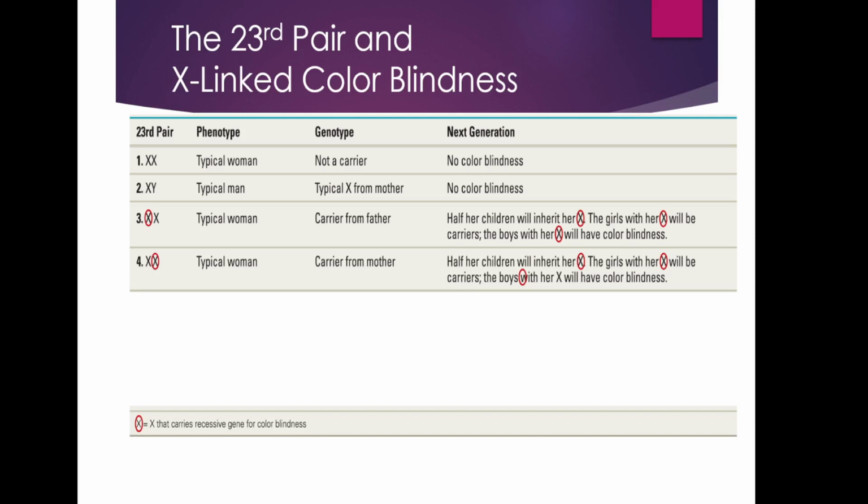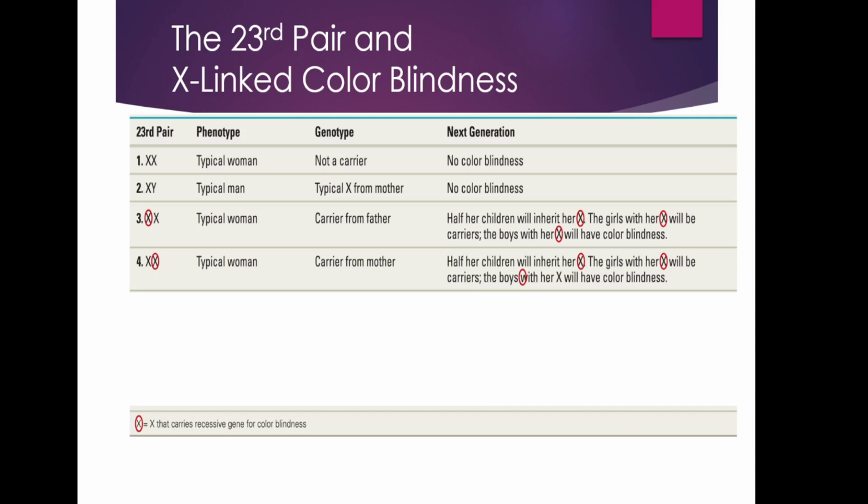She will pass that X chromosome on average half of the time to her offspring. Now, of course, this is on average. So she may never pass it to one of her offspring, or she may pass it to all of her offspring. But the average is that half of her offspring would inherit that X. So any girls who inherit the X will be carriers, and any boys who inherit that X will have colorblindness, because it only takes the one X for a male to be colorblind, and it takes both X's for the female to be colorblind.